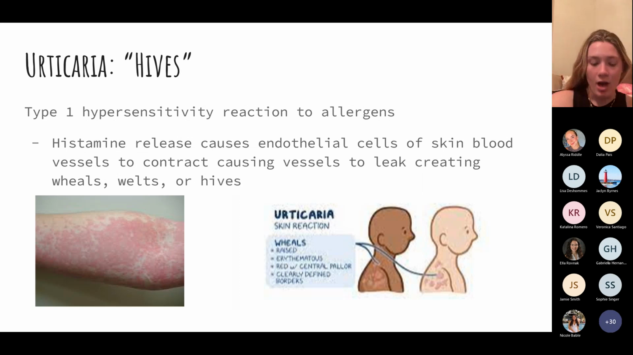Up next, we have hives. These are a type 1 hypersensitivity reaction to specific allergens caused by the release of histamine. You might see some wheals, rashes, etc. But again, this is a type 1 hypersensitivity reaction.